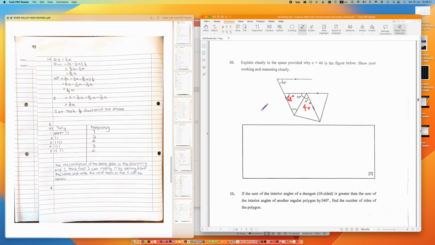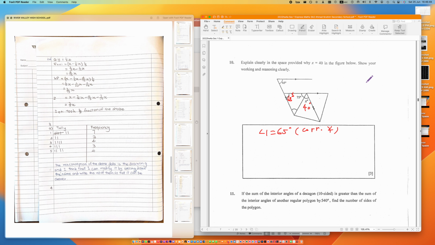For set one onwards, you need to write down the reason. So let's say I start with this. You can label here as angle 1. So angle 1 equals 65 degrees, because it's a corresponding angle. C-O-R-R. You need to write down the reason. So set one onward, you need to write down the reason.